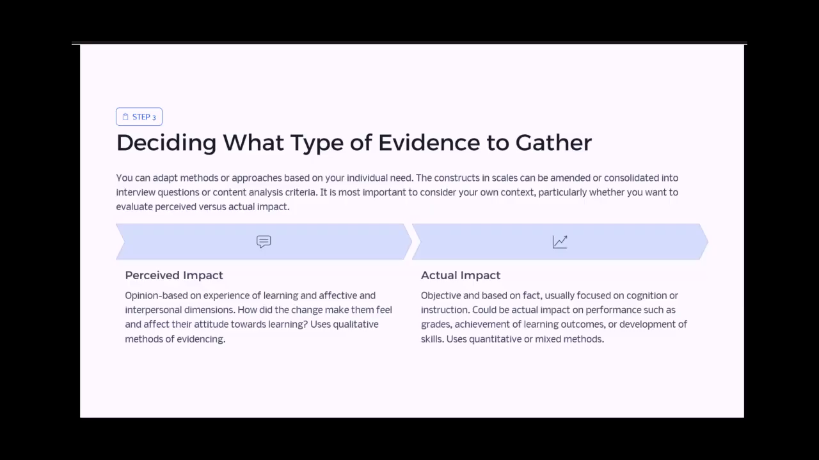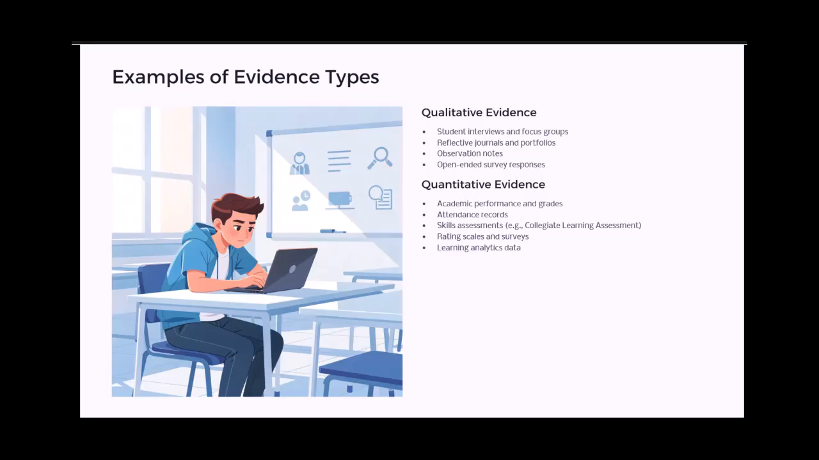So it's important, if you're measuring the actual impact, you look at more quantitative or mixed methods approaches, such as test scores, time spent on task, number of errors made, things like that. You can look at quantitative scales or instruments, but if there's self-measurement scales, it's kind of looking at perceived impact also. So just be cautious of this. So there's different types of evidence you can gather.